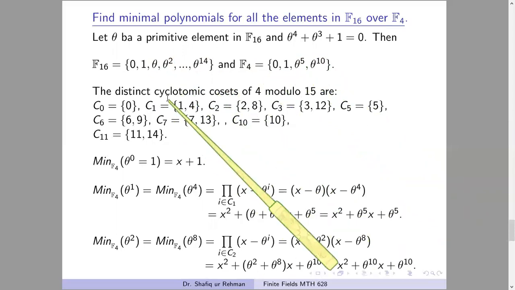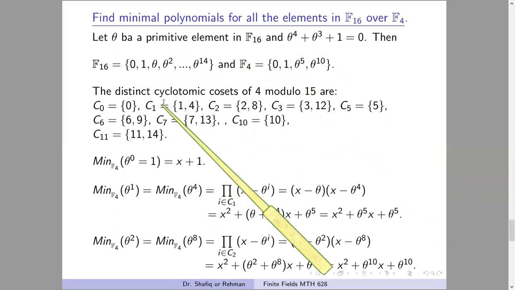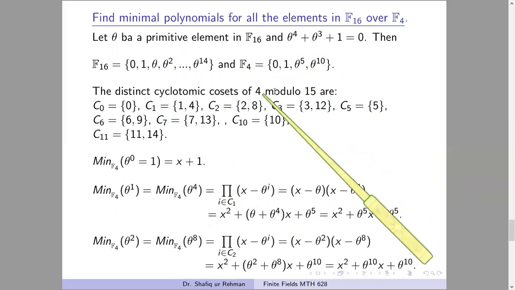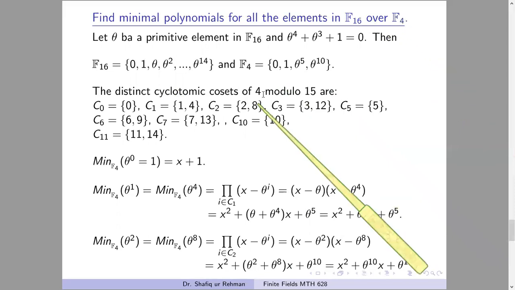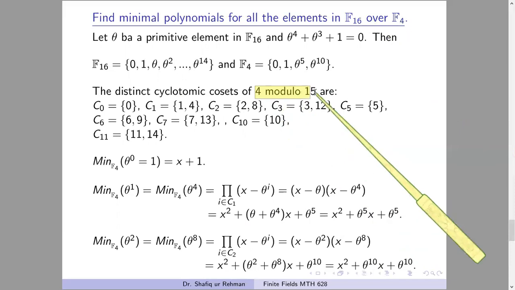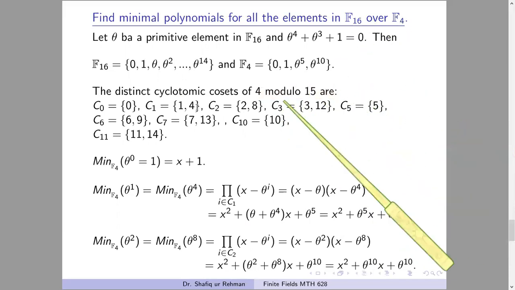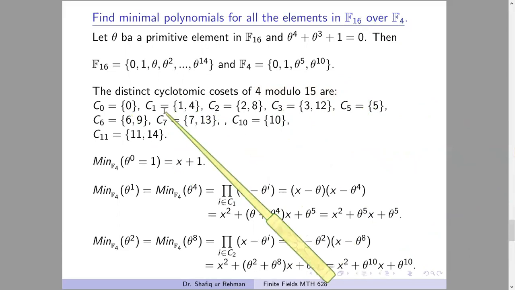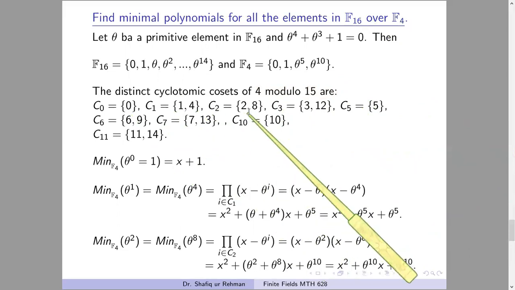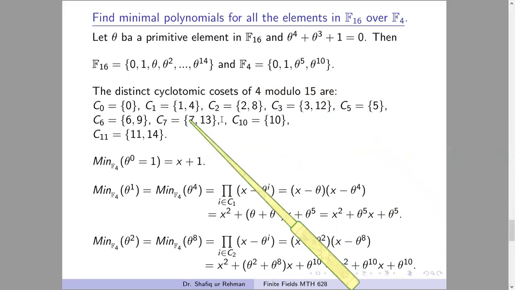Now the first step is to write the distinct cyclotomic cosets of 4 modulo 15, because now Fq is here, q here is 4. So we will take cosets of 4 modulo 16 minus 1. So C0 is 0, C1 is 1, 4. We have to multiply by 4 now. C2 is 2, 8, C3 is 3, 12, and so on.